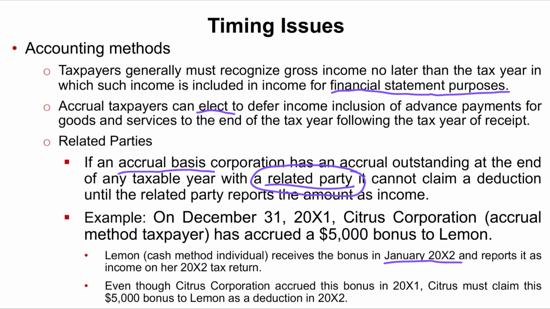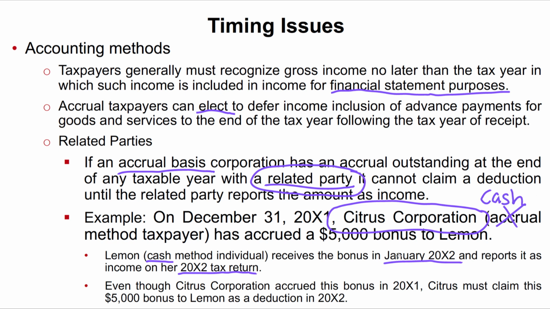20x2 and reports it as income because Lemon is a cash method taxpayer on Lemon's 20x2 Form 1040 tax return. So here's the issue. Because Citrus is an accrual method taxpayer and has accrued the bonus on December 31st, 20x1, Citrus is going to record that under the general rules in 20x1. But Lemon records it in 20x2. Because they're related parties, and because one's accrual and one's cash method, the tax law basically is going to change Citrus Corporation to the cash method for purposes of this example.